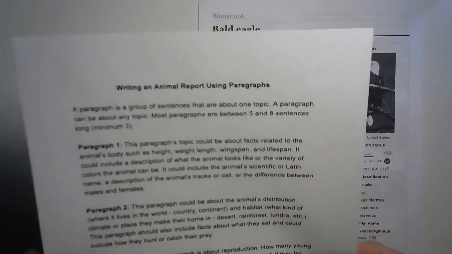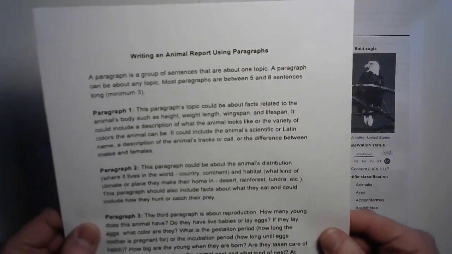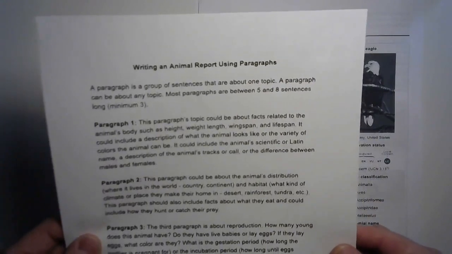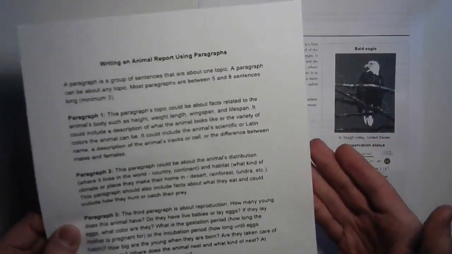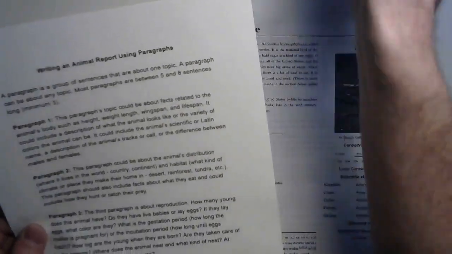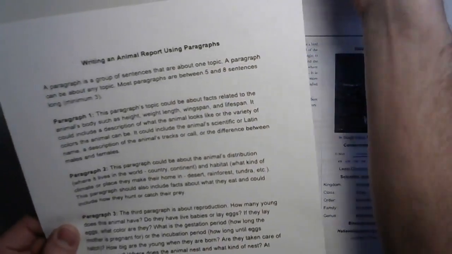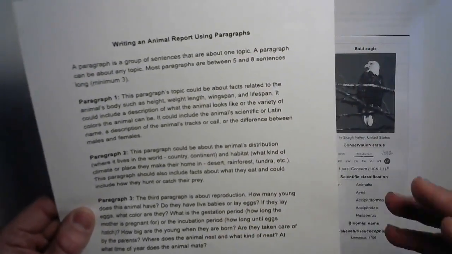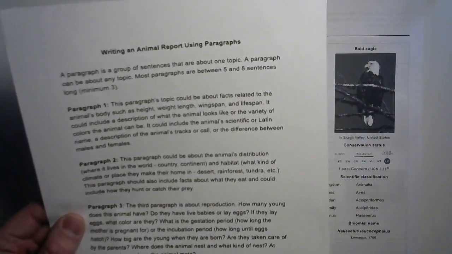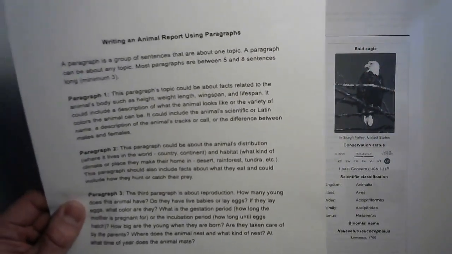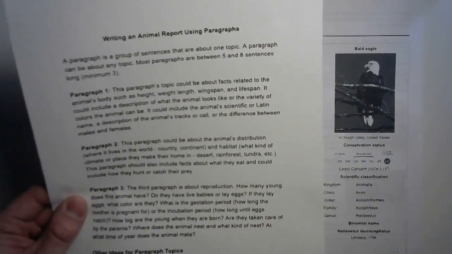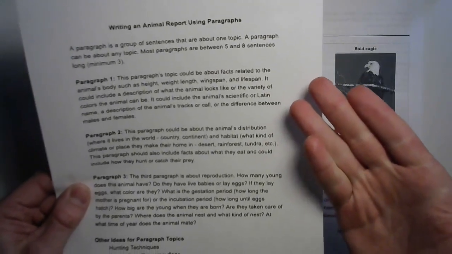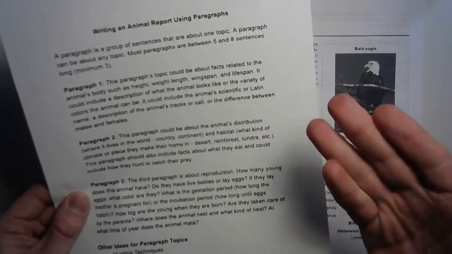It says in paragraph 1 that the first topic could be about facts related to the animal's body, such as height, weight, length, wingspan, lifespan. This is very much like the original outline where the first question was, what does it look like? But it's going into a little bit more detail and giving suggestions like, what is the animal's scientific name? Oh, remember, it's not just blue, it's covered in feathers too. Or what kind of tracks does it have? Is there a difference between males and females? So we're going to want to look for things like that while we're reading.